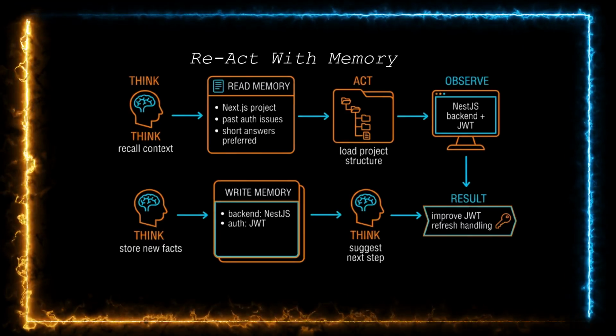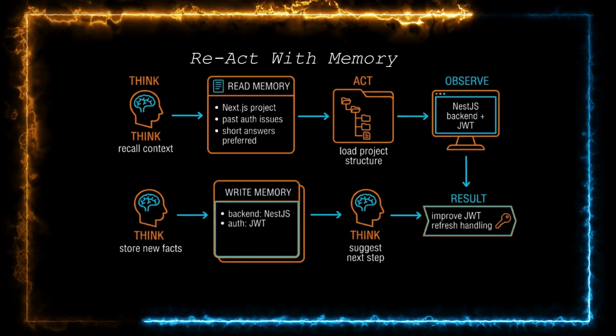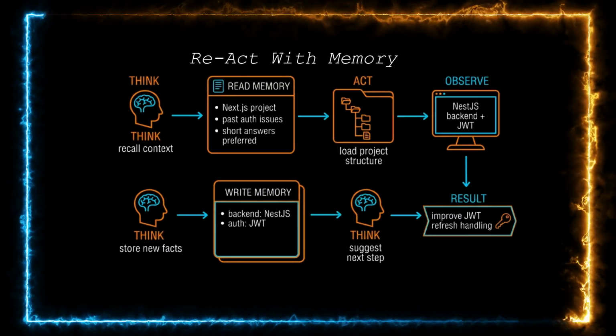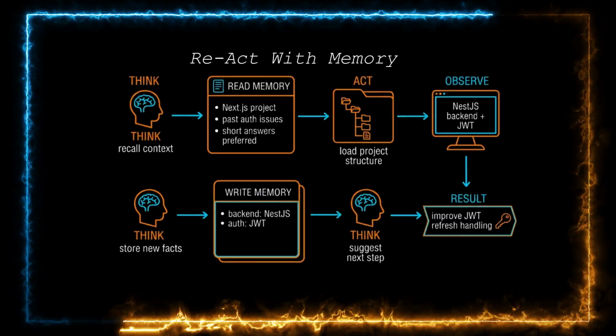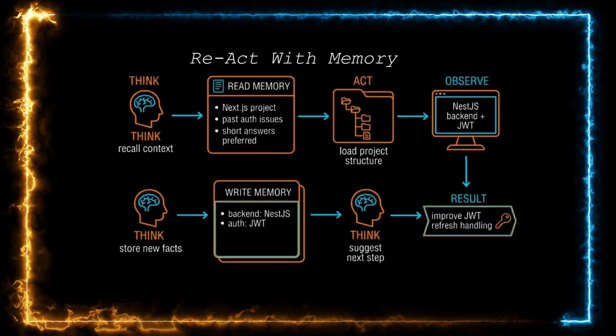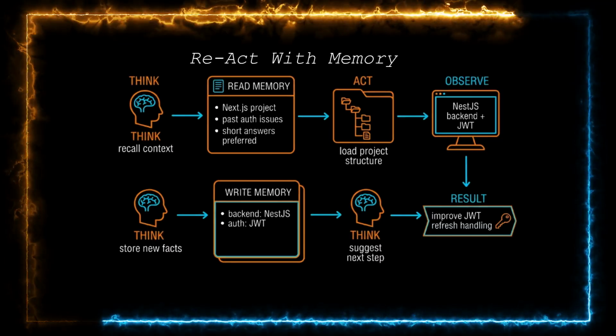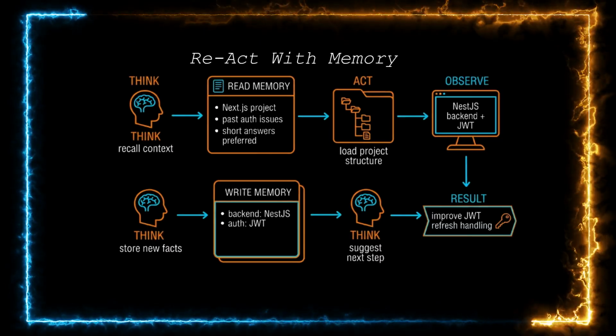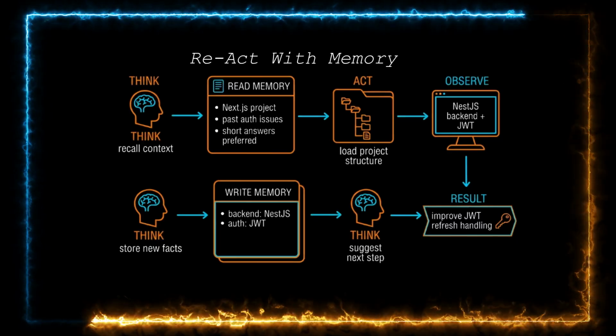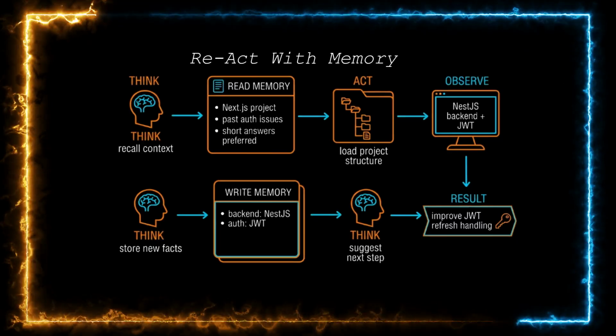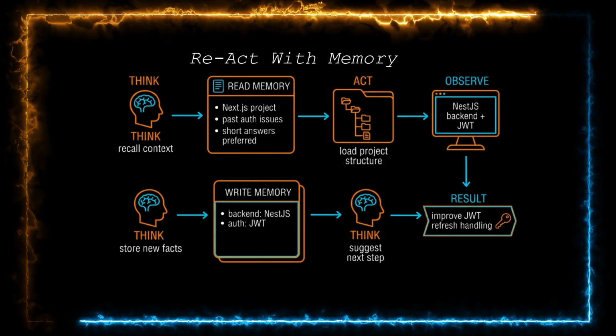Think: I should store this new context for future use. Write memory: current backend framework, NestJS. Auth system, JWT based. Think: now continue with a relevant suggestion. Final result: I suggest improving JWT refresh token handling in your NestJS API.